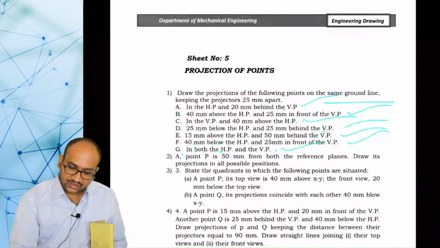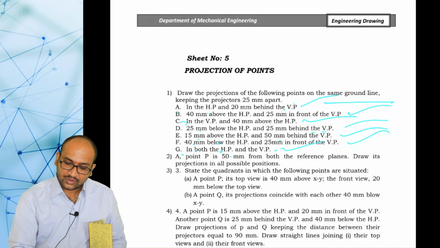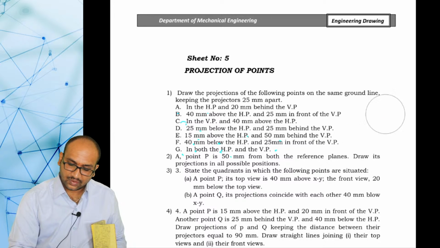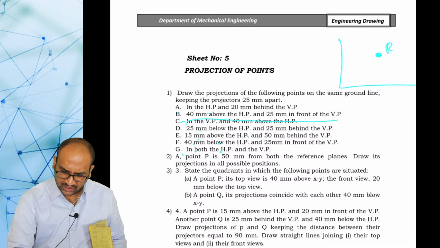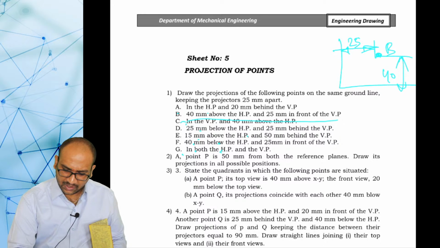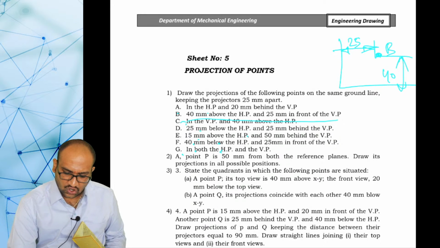Next, point B is 40 mm above HP and 25 mm in front of VP. Above HP and in front of VP means which quadrant is it? It is obviously the first quadrant. This is the first quadrant. Point B is 40 mm above HP and 25 mm in front of VP. So this is in the first quadrant.